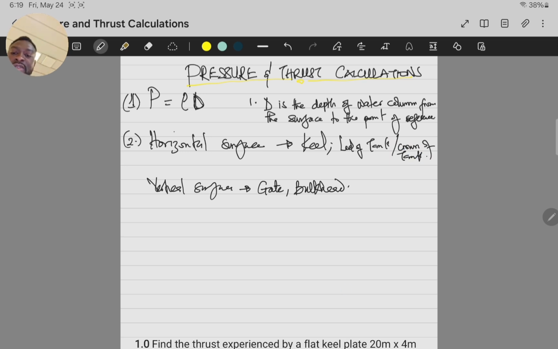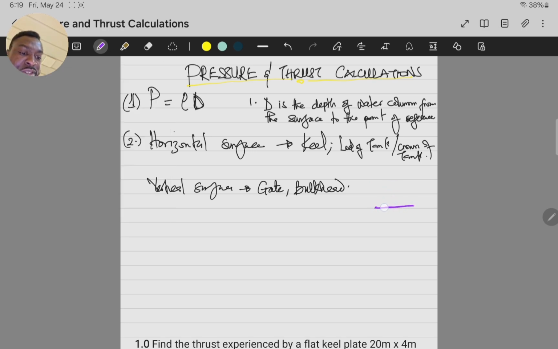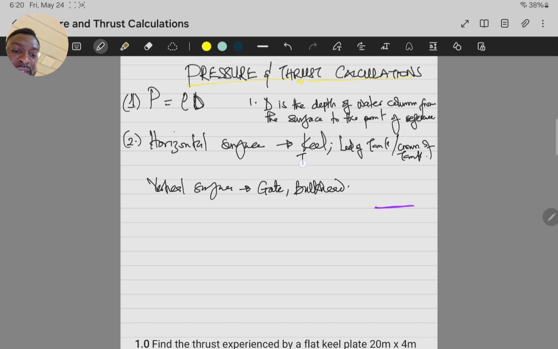So if the question is dealing with a horizontal surface, then obviously D, we don't manipulate D. The depth is just the depth. Let's say this is the keel of the ship, or of the box or tank. There's the bottom of the tank or the keel. Another thing I will put here, lest I forget, is tank bottom or tank top. Okay, all right.